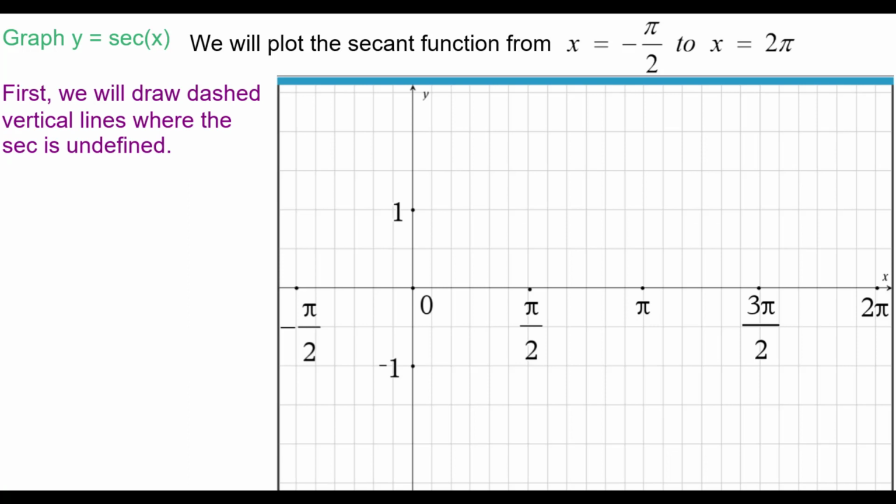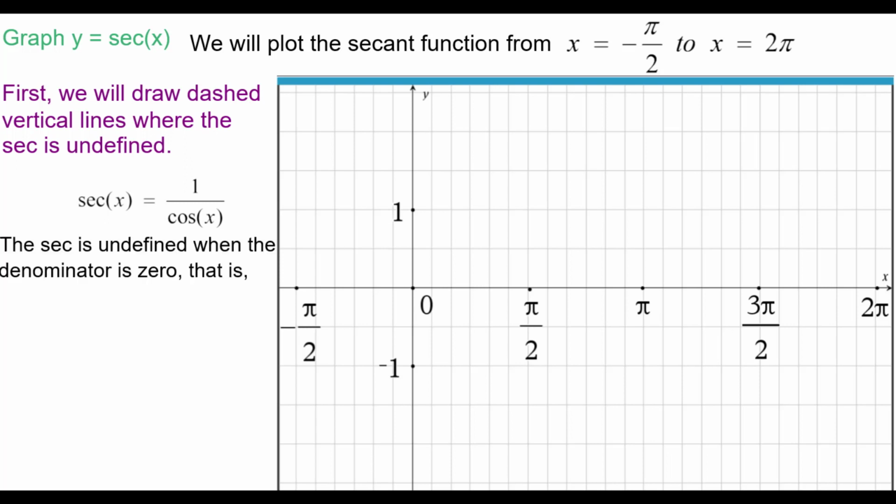First, we will draw dashed vertical lines where the secant is undefined. Recall that the secant is the reciprocal of the cosine. The secant is undefined when the denominator is 0, that is, when the cosine function is 0.